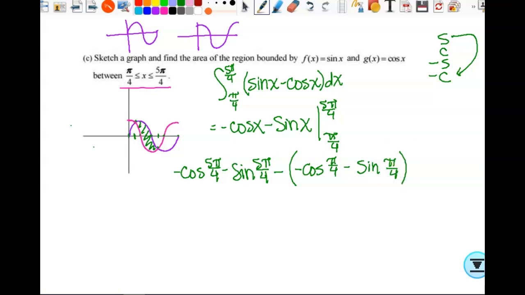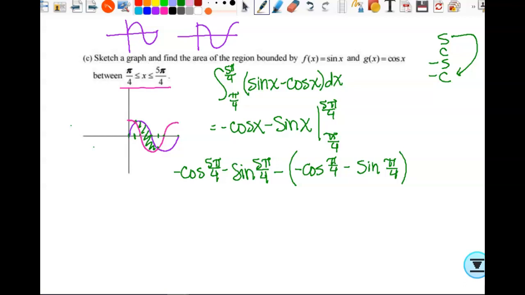Because 5 pi fourths is in what quadrant? The third. And what's positive in the third quadrant? Well, 5 pi fourths is in the third quadrant. Sine and cosine are both negative in the third quadrant. That's all we need to know as far as what our signs are going to be. But what is cosine of pi fourths, and what's the sine of pi fourths?